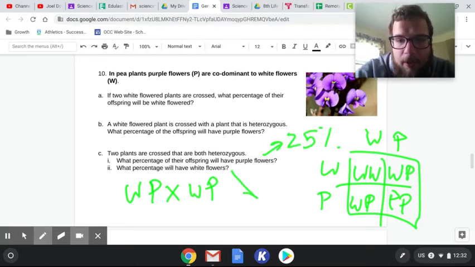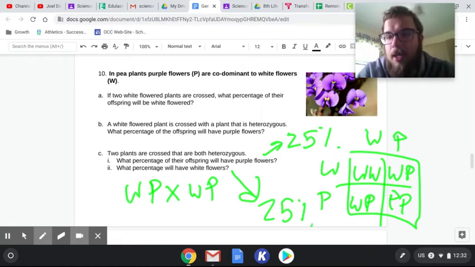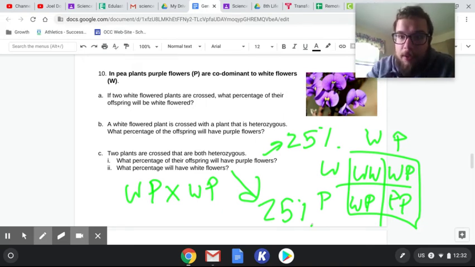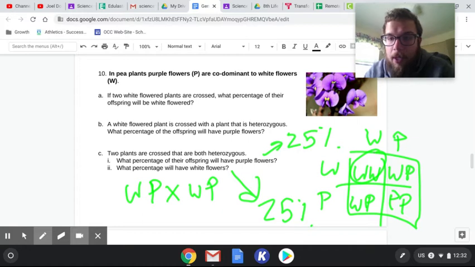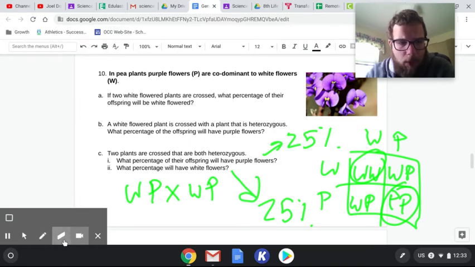And then what percentage will have white flowers? It's also going to be 25%. Okay, it's not asking what percent are going to have a white flower allele in them. It's saying which flowers are going to be white. You're only going to get 1 out of 4 that are going to be strictly white, 1 out of 4 that are going to be strictly purple. Okay, so be careful with the wording there.